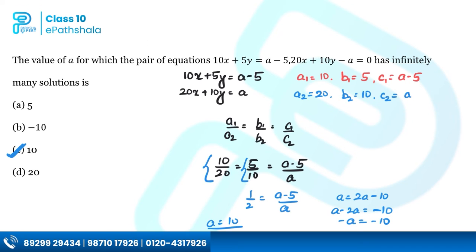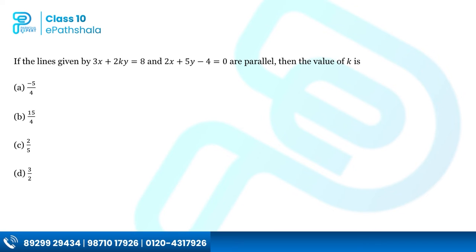Next question says that if the lines given by 3x plus 2ky is equal to 8 and 2x plus 5y minus 4 is equal to 0 are parallel, then what is the value of k? In order to find the value of k, we have to do the same thing. First of all, rearrange the values of a, b and c.